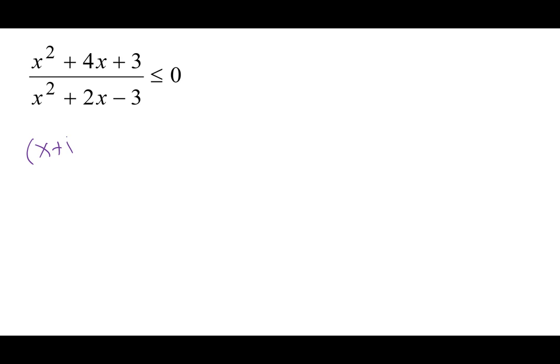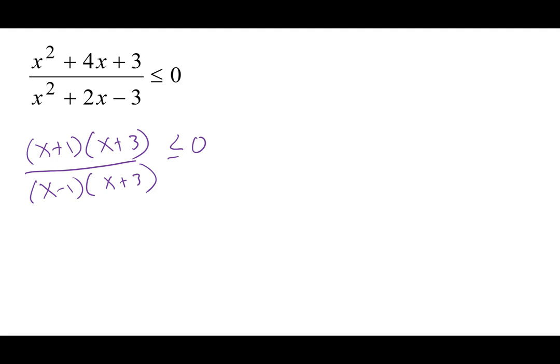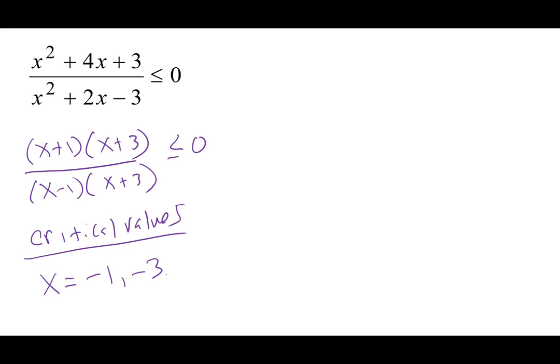So I would start by factoring: (x plus 1)(x plus 3) over (x minus 1)(x plus 3) less than or equal to 0. Even though you have a common factor, you are not going to get rid of it. So critical values, this is the first time today that we've seen a common factor, but remember our critical values are anything that makes the top or bottom 0. So per the numerator, I'm going to get critical values of negative 1 and negative 3. Per the denominator, I'm going to get 1 and then negative 3 again.